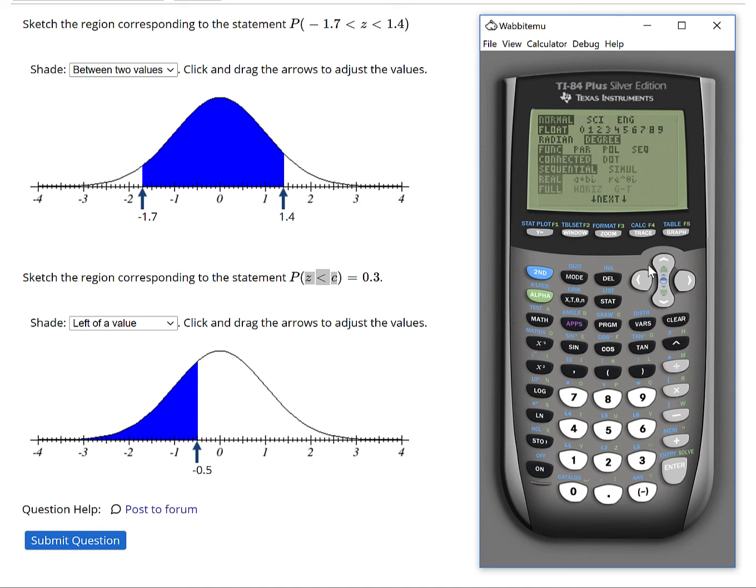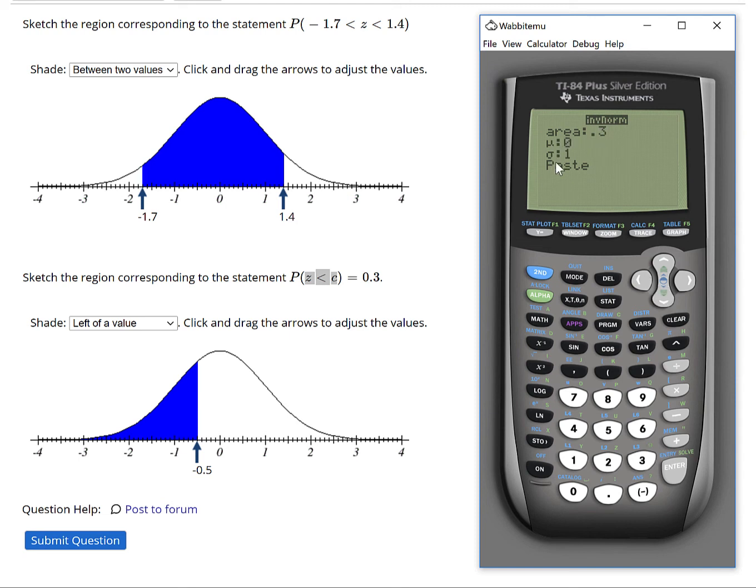Now, when you were using the calculator, if you happen to have been given a menu when you went to second vars and inverse norm, that's perfectly acceptable. This is a feature in the later model TI-84 calculators, where instead of having you remember what the input values are to all the different functions, it brings up a menu instead. The first input is area, which is area to the left, so we would put 0.3 here.